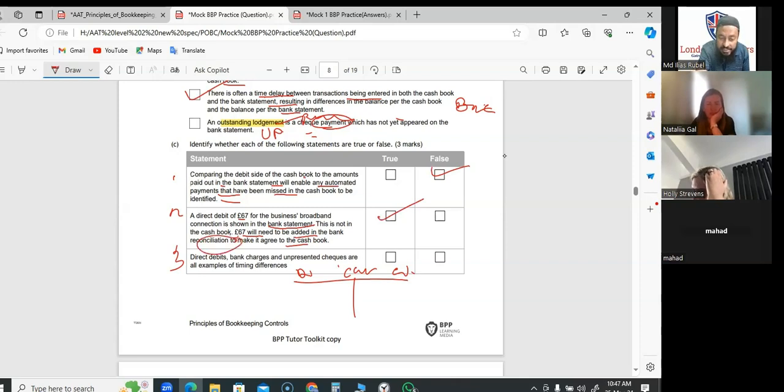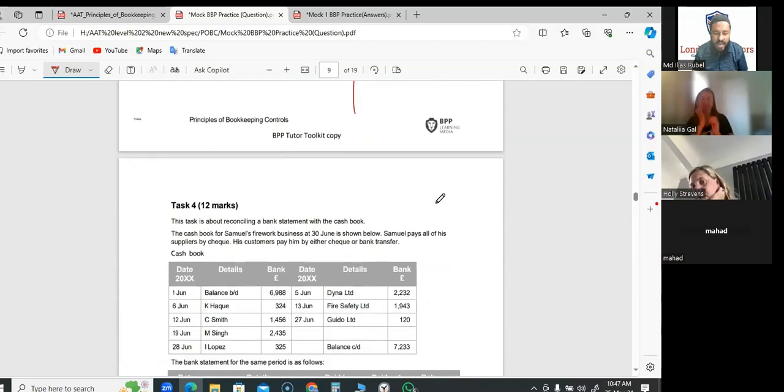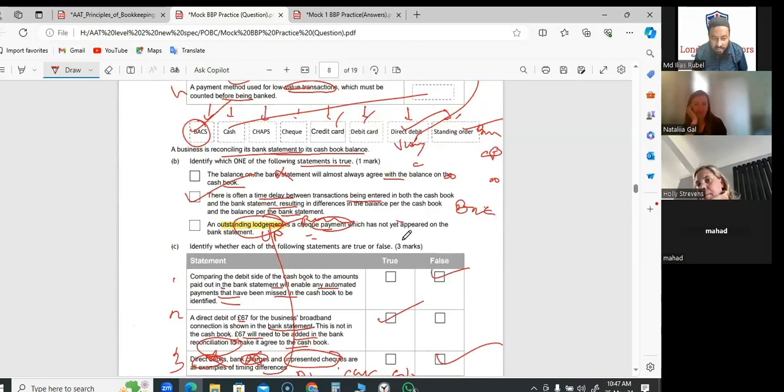The bank reconciliation statement means the whole process. Write it down. Direct debit, bank charges, and unpresented checks are examples of timing differences. Partly true, partly wrong. Only unpresented checks and outstanding lodgements are timing differences, not these two. So this is a wrong answer. Sometimes AAT tricks you, like they give partly true answers. That's the end of this question number 3.